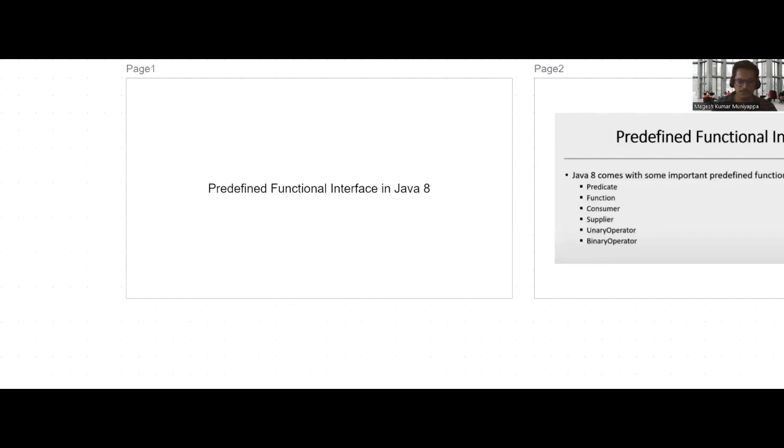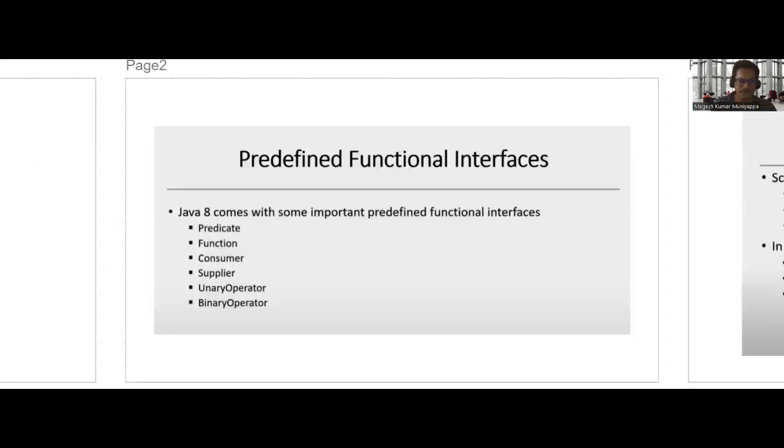Today we're going to talk about predefined functional interface in Java 8. So without any delay, let's get started. When we talk about predefined functional interfaces in Java 8, these are predicate, function, consumer, supplier, unary operator, and binary operator. Let's go one by one.